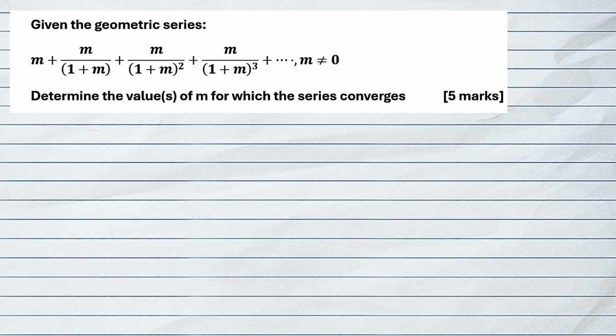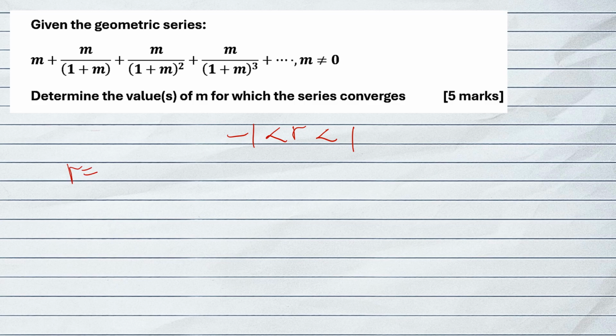Okay, so we are given the geometric series m plus m over (1 plus m) plus m over (1 plus m) squared plus m over (1 plus m) to the power 3, to infinity. We are asked to determine the values of m for which the series converges. We know that for a series to converge, our r, the common ratio, must be between minus 1 and 1. It means that the first step is to determine our common ratio.